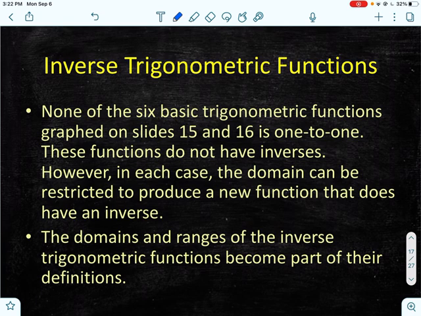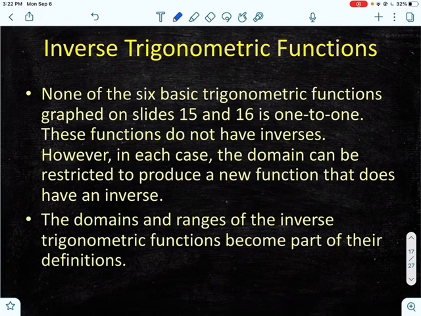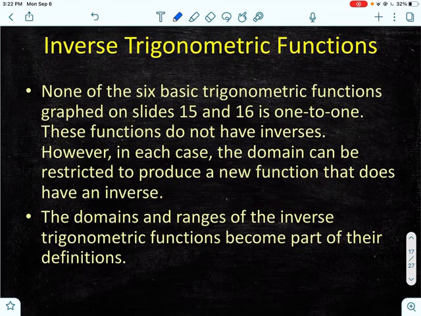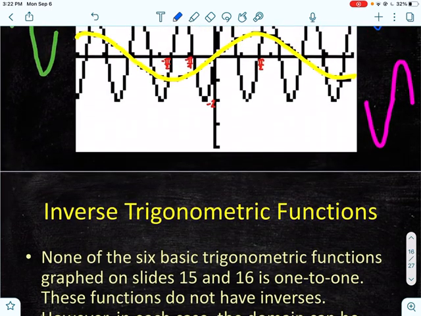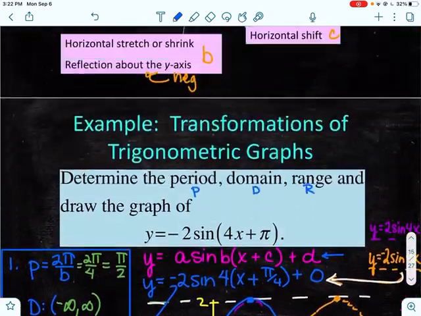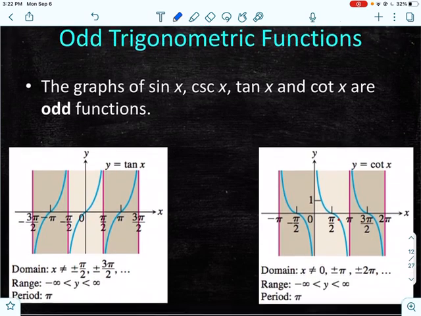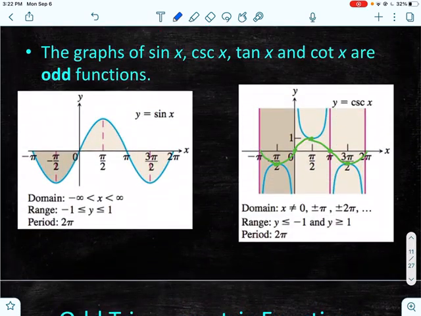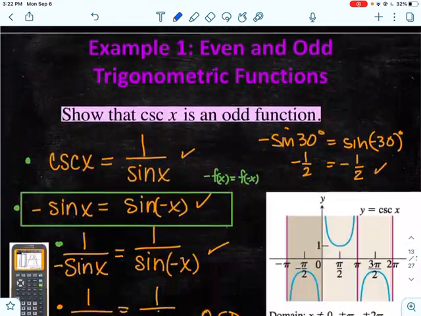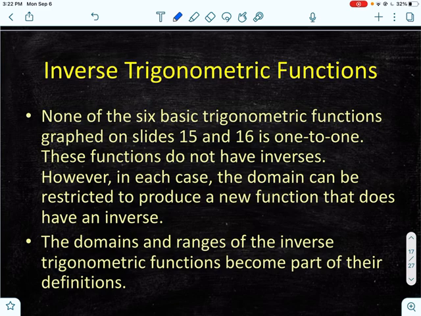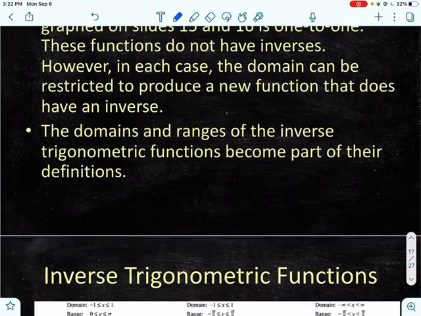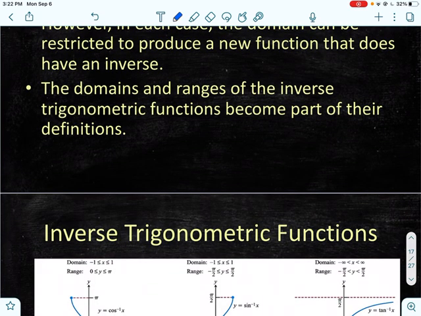So none of these 6 basic trigonometric functions graphed on slides 15 and 16 is one-to-one. These functions do not have inverses. So if you go back and look at some of the functions, the sine and the cosine graphs are not one-to-one, because they don't pass the horizontal line test. Okay, I'll let it go at that. In each case, the domain can be restricted to produce a new function that does have an inverse. The domain and ranges of the inverse of the trigonometric function become part of their definition.